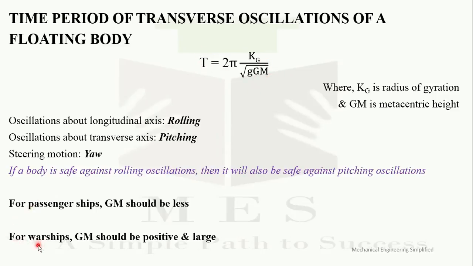And for the warships where accuracy is the prime concern, in that case the GM should be a positive value and it should be a large value. If the GM is a positive and large value, then the stability is more and accuracy is more, and in warships the stability and accuracy are the prime concern. Okay, so this is all for this lecture.